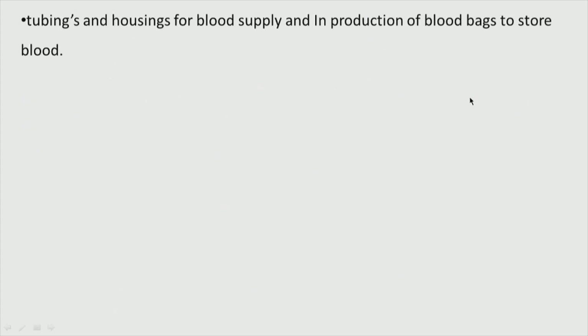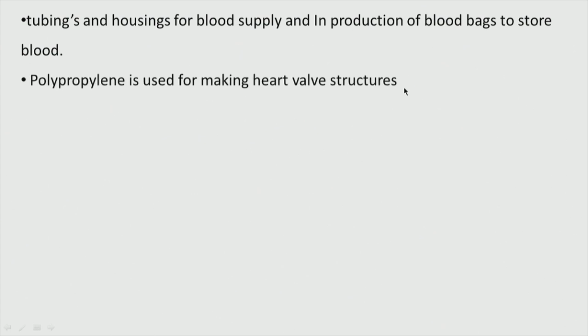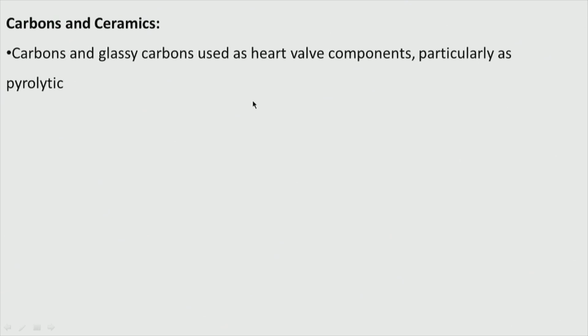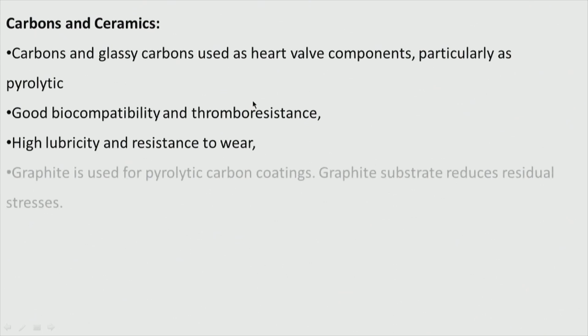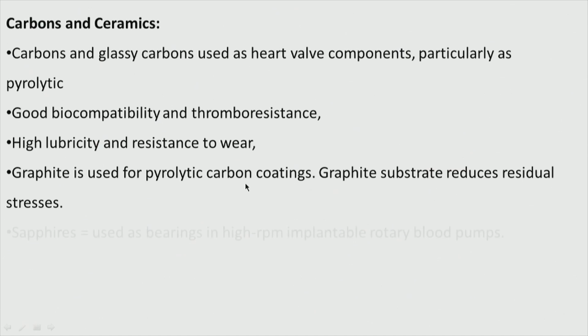Okay, so they are used as tubings, housings for blood supply, production of blood bags to store blood. Polypropylene is used for making heart valve structures, okay, and so on actually. Carbon and ceramics, carbon, glassy carbon, they are used in heart valve components. Pyrolytic, good biocompatibility and thromboresistance, high lubricity, resistance to wear. Graphite is used, pyrolytic carbon coatings, okay.